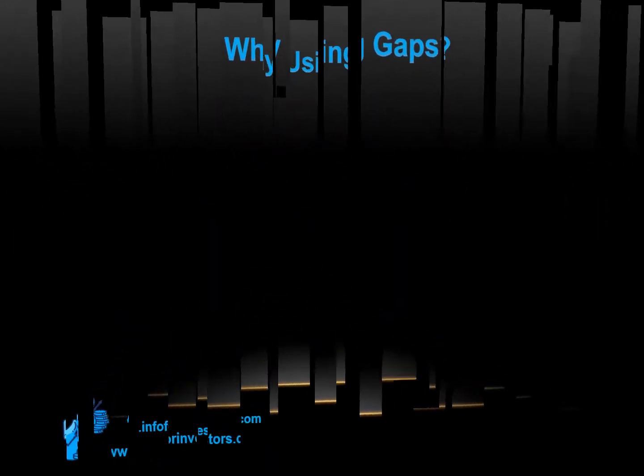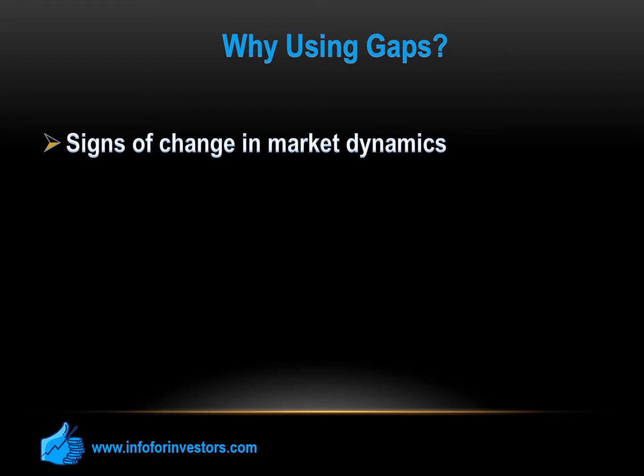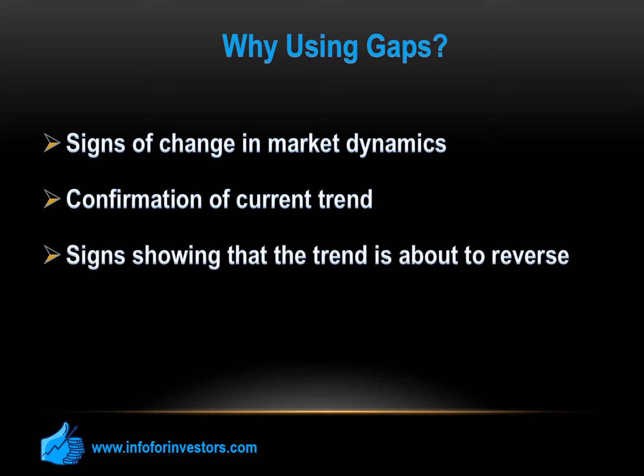Now, let's discuss the different types of gaps. As a technical analyst, you are looking for either signs of change in market dynamics or for signs of current trend confirmation. If a market is going up, you could look at signs to enter the market to follow the main direction. But you could also look at signs showing that the trend is about to reverse. The same applies for a bearish market.